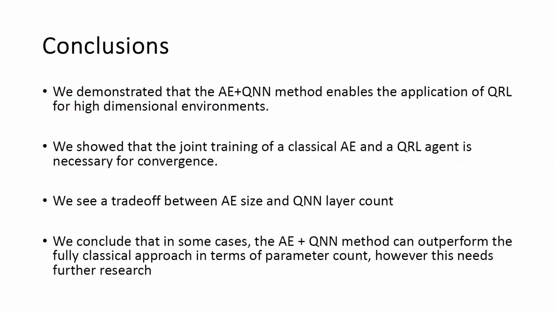So in conclusion, we demonstrated that this approach of training autoencoders and QNNs together enables the application of quantum reinforcement learning in high-dimensional feature spaces. And we also showed that joint training of classical AIs and QRL agents is necessary for the convergence. We see a little bit of trade-off between the number of QNN layers and the size of the autoencoder. And we see that in some cases, the quantum method can a little bit outperform the classical approach, but this needs further research to understand correctly.